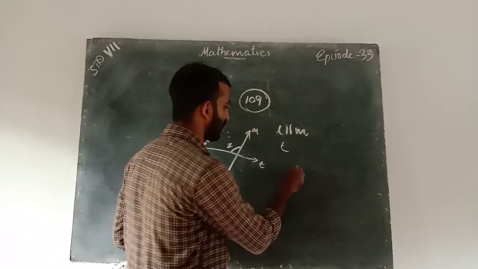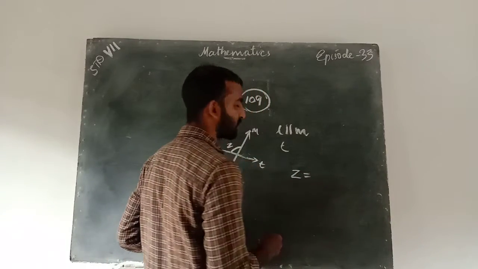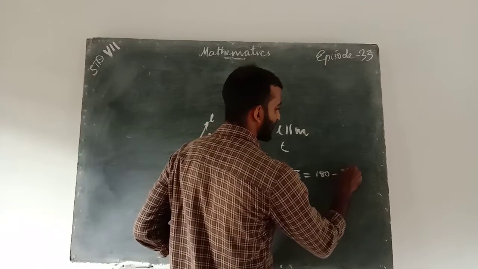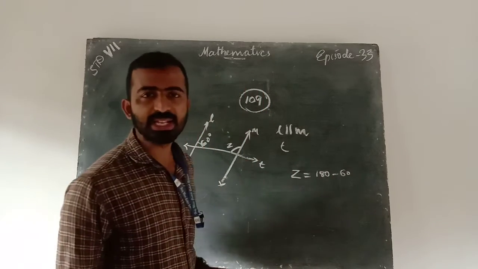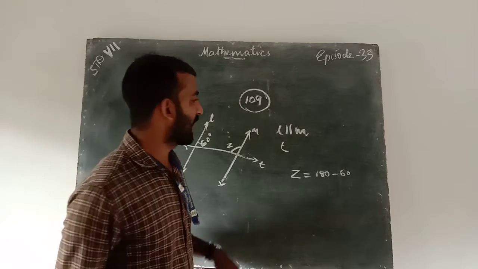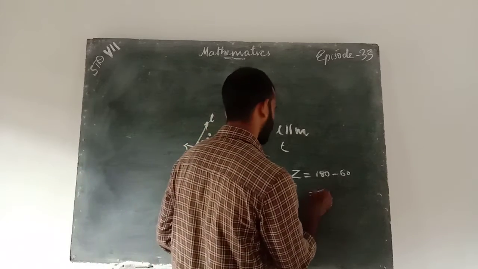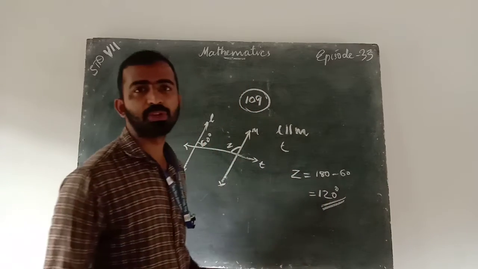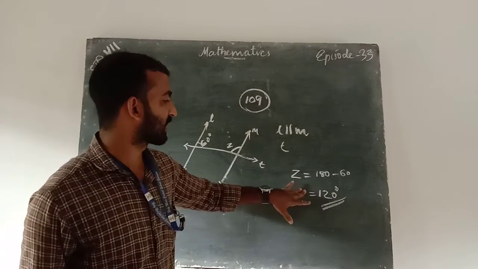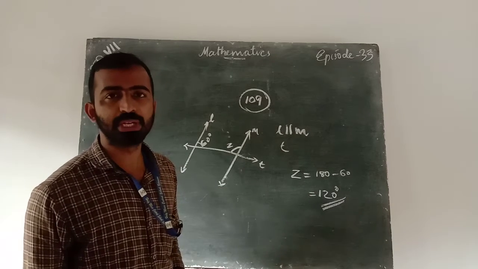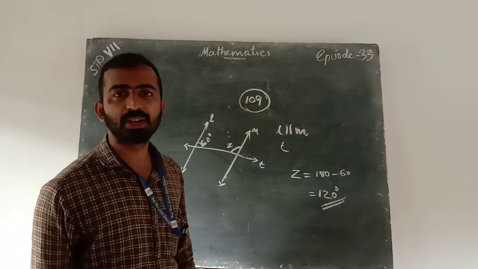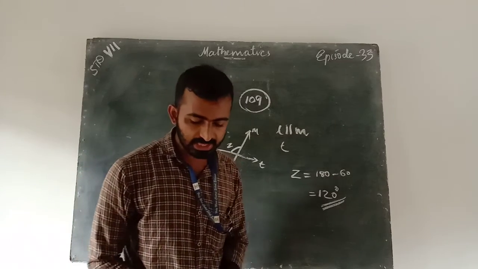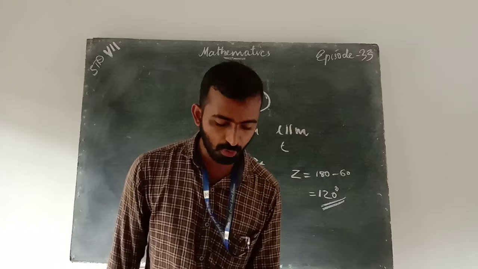So Z equals what? 180 minus 60 degrees. Then we can write 120 degrees. That is Z equals 120 degrees. Is it? Yes. And the next two are for your homework.